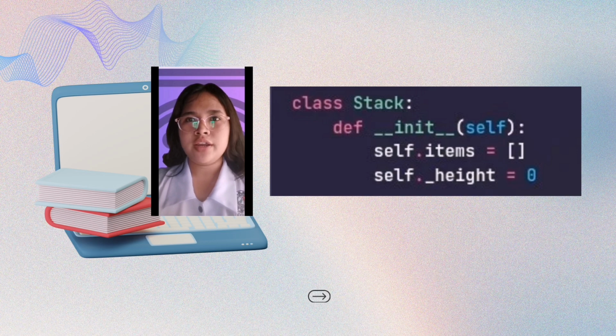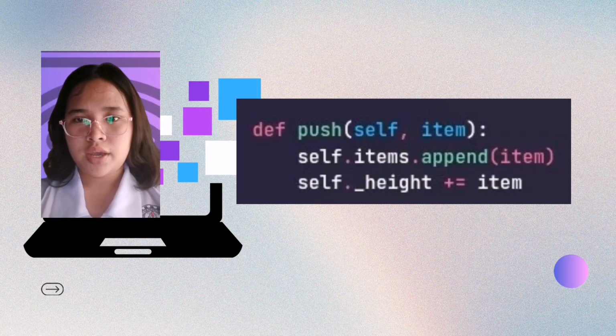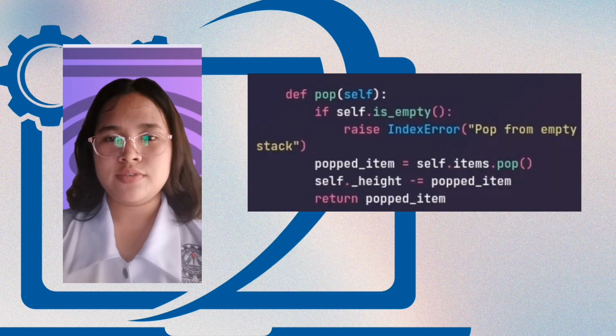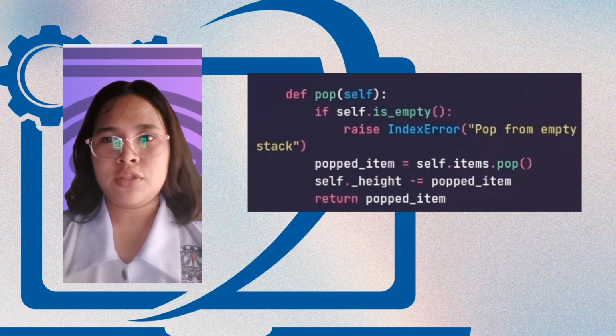Self.height is a variable to store the sum of all items, treated as the height. Push item is where we can add an item to the stack and increase height by the item's value. Pop removes the last item from the stack and decreases height by that item's value. It raises an exception if the stack is empty.